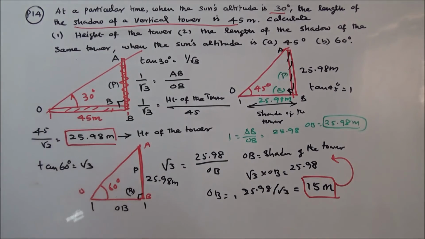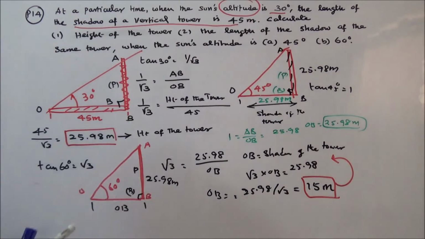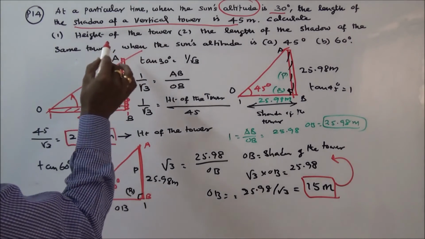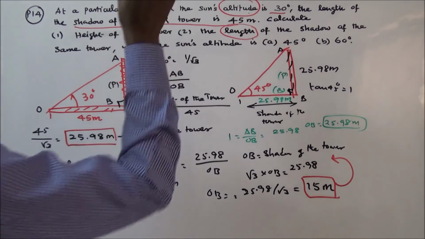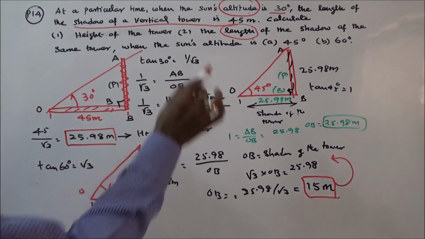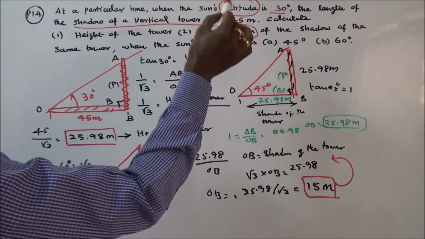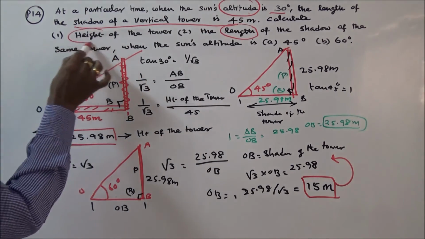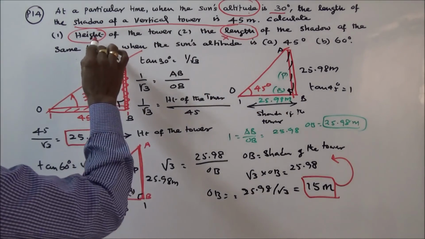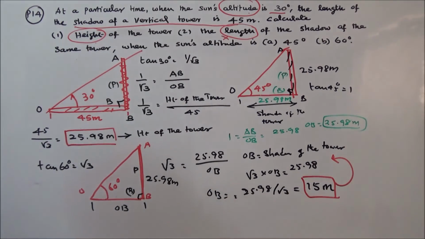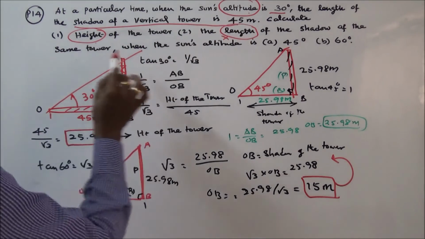Now a general question. Here they are using the words sun's altitude, and also the length of the shadow and the height of the tower. What is the difference between altitude and length? Why are they not using height for the sun, as in the sun's height is 30 degrees? Why are they using altitude? There are three terms: length, height, altitude. What is the difference between height and altitude?